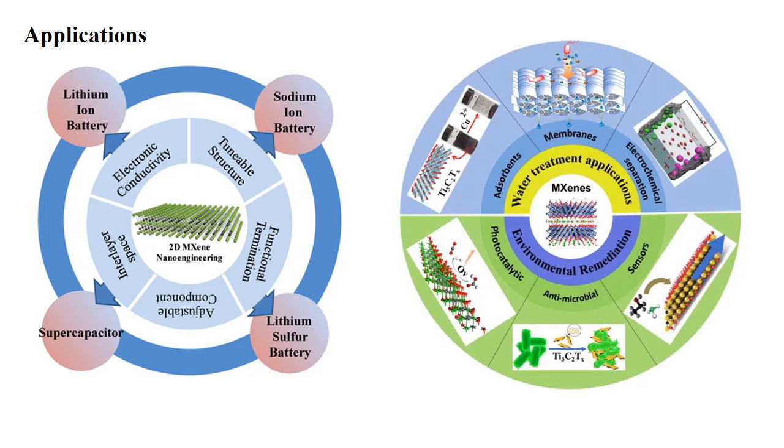Okay, so next, we can also use this MXene for water treatment applications. This MXene can act as an adsorbent, a membrane, or an electrochemical separator. So for all of these, we can use the MXene. Next, the environmental applications: we can use this 2D structure for photocatalytic activity, antimicrobial activity, and we can also use this structure as a sensor. Okay, so this is all about some of the applications.